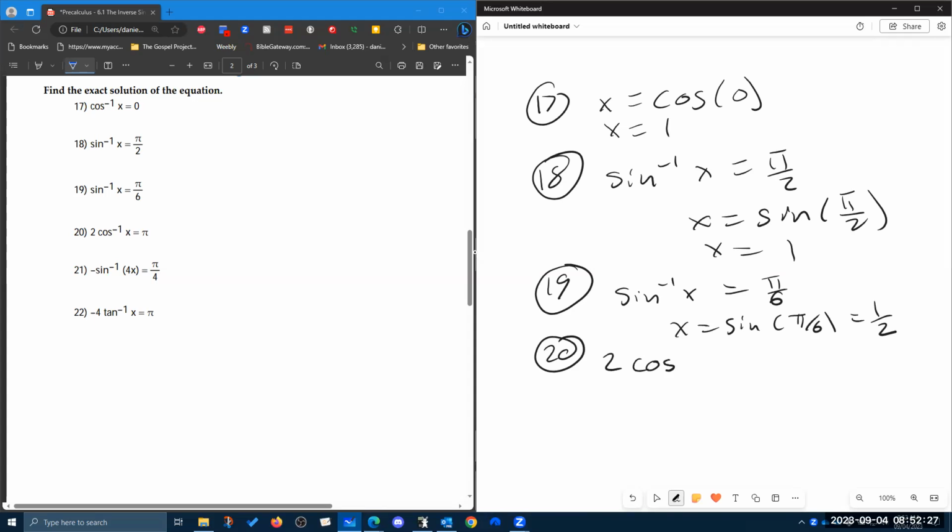Okay, watch out for this one because I've got to isolate the inverse trig function before I can solve for it. So inverse cosine equals pi over 2. So x equals cosine of pi over 2, which is 0.